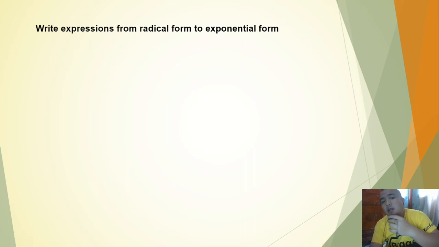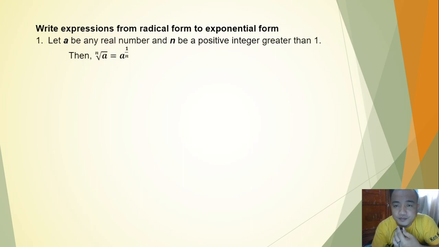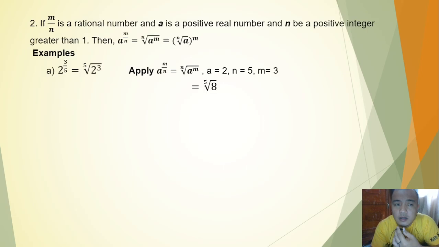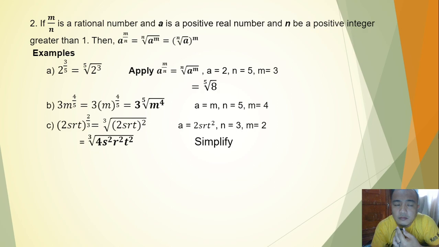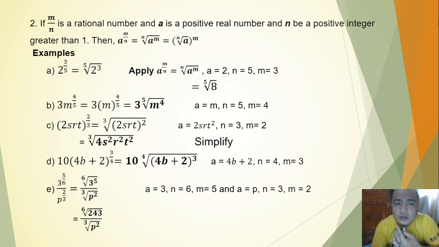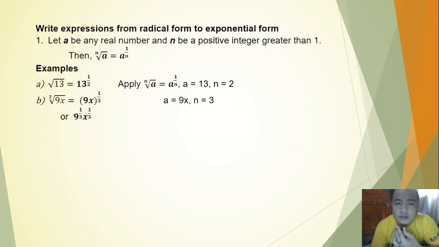Okay, write expressions from radical form to exponential form. This time we will do the reverse, the vice versa. In the last examples, given the exponential form, we expressed it in radical form, but this time from radical form we express it in exponential form. Let a be any real number and n be a positive integer greater than 1, then the nth root of a is equal to a raised to 1 over n.